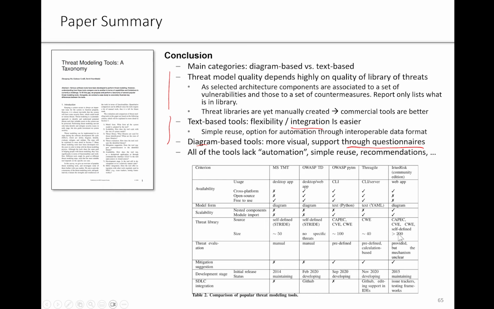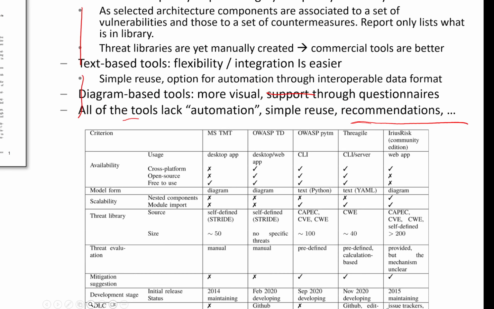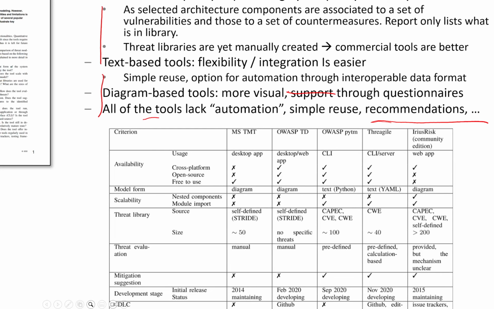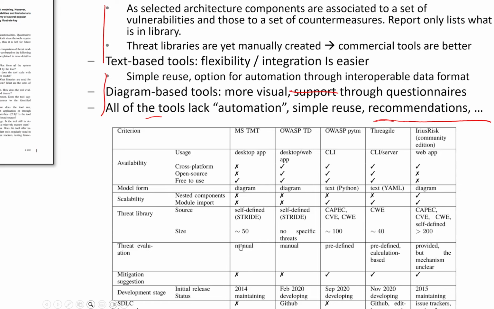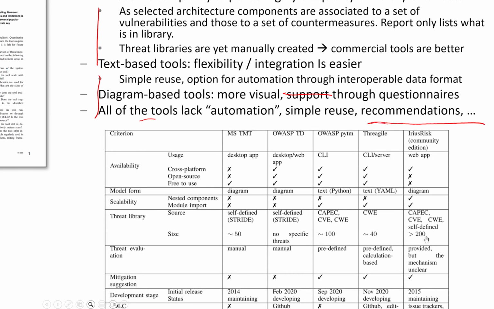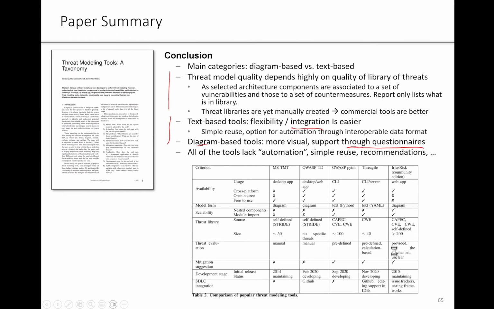Maybe what else to say here? Yeah, the threat library. That's maybe again the focus. So Microsoft has just, let's say, 50 elements, 50 items you can select. The text base has, let's say, 100. The commercial ones has 200 elements that you can select for your system. There are different kind of sources where the vulnerabilities come from. Yeah, at the end, it's recommended to use, and that's one first step.